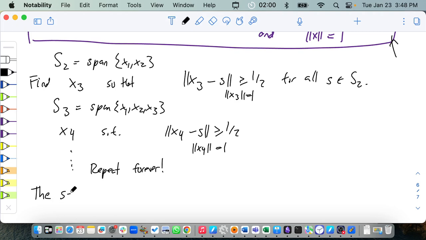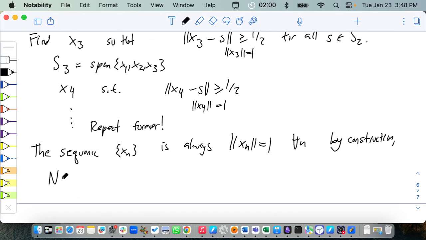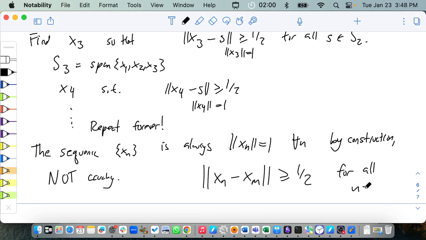The sequence xn is always norm 1. The norm of xn is always 1 for all n by construction. And it is not Cauchy. What do I mean by not Cauchy? I mean it has this property that the norm of xn minus xm is greater than or equal to 1/2 for all n not equal to m. And this is like strongly not Cauchy.